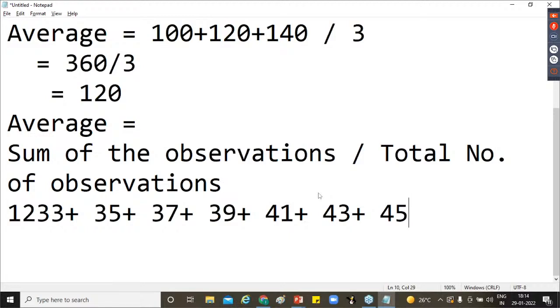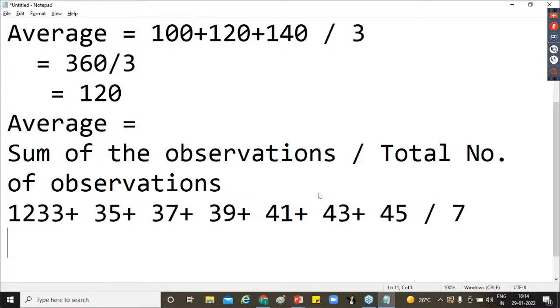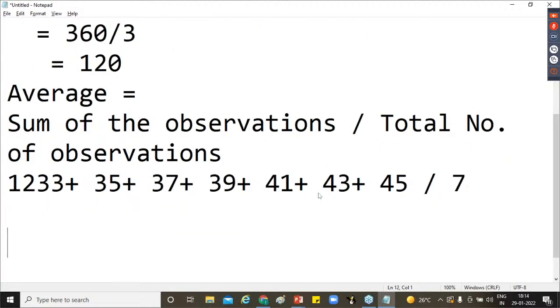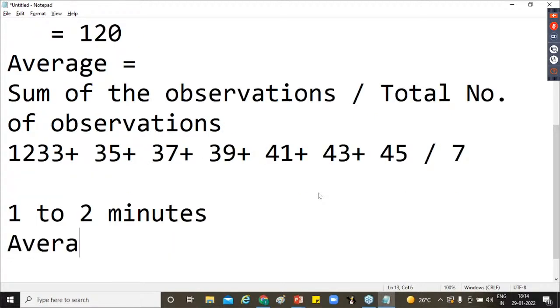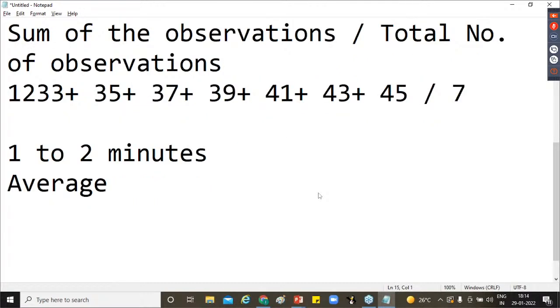Whenever they give these numbers, remember everyone, this is a very normal method to get the average, because some of these numbers take minimum 1 to 2 minutes of time. But if you go for the average concept, understand, everyone. For example, if they give smaller numbers, understand the concept.